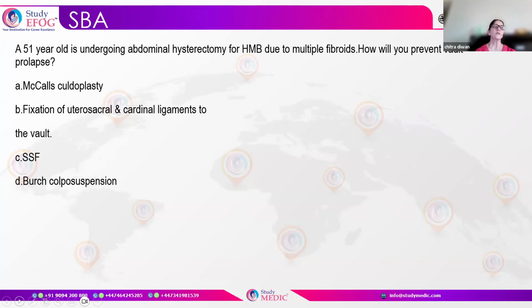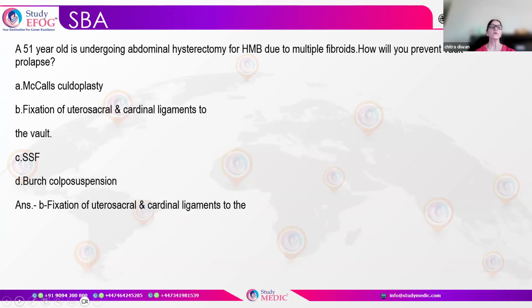Now you have a 51-year-old who is undergoing abdominal hysterectomy for heavy menstrual bleeding due to multiple fibroids. For her, how would you prevent a vault prolapse? Options are McCall's culdoplasty. You can fix the uterosacral and cardinal ligaments to the vault. You can do sacrospinous fixation of the vault, or you can offer her a Burch colposuspension. Just pause the video. Think what would be the best option.